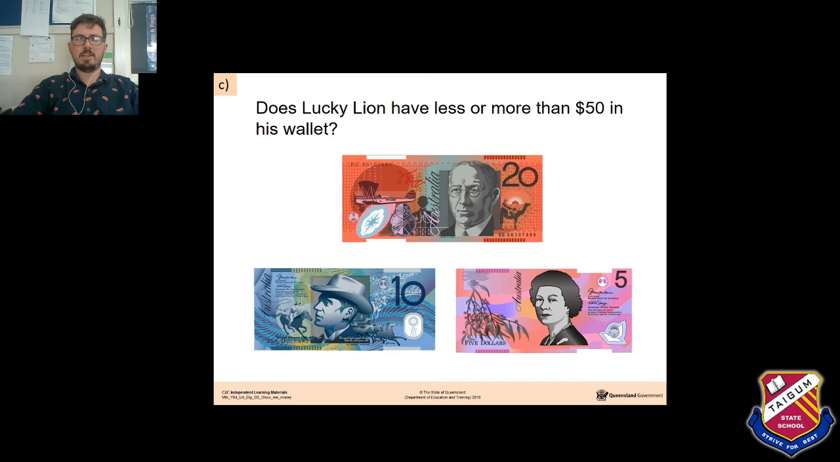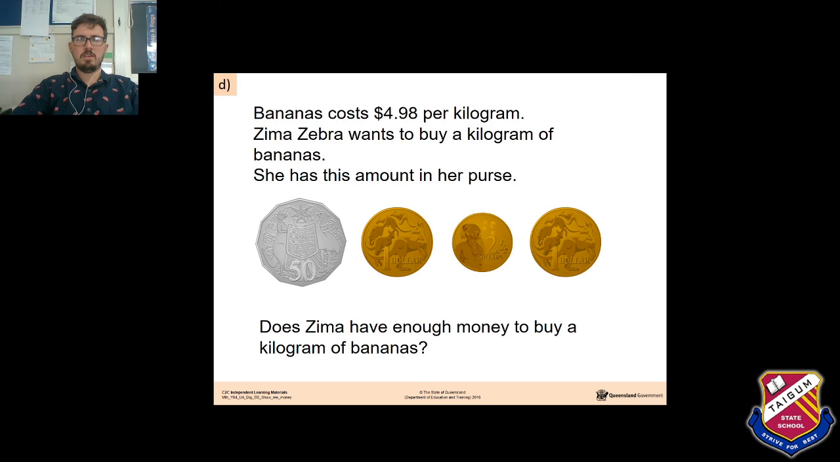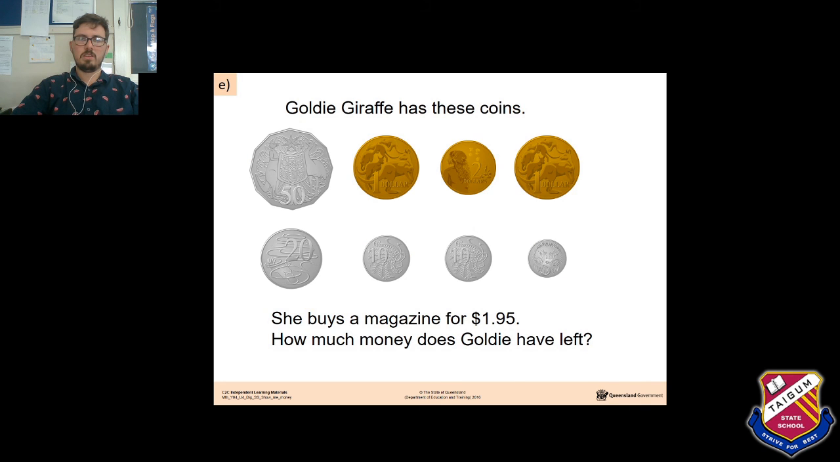Does Lucky Lion have less or more than $50 in his wallet? Bananas cost $4.98 per kilogram. Zimmer Zebra wants to buy a kilogram of bananas. She has this amount in her purse. Does Zimmer have enough to buy a kilogram of bananas? Goldie Giraffe has these coins. She buys a magazine for $1.75. How much money does Goldie have left?